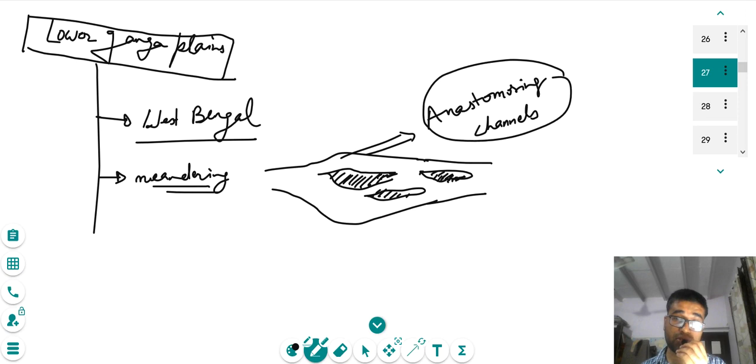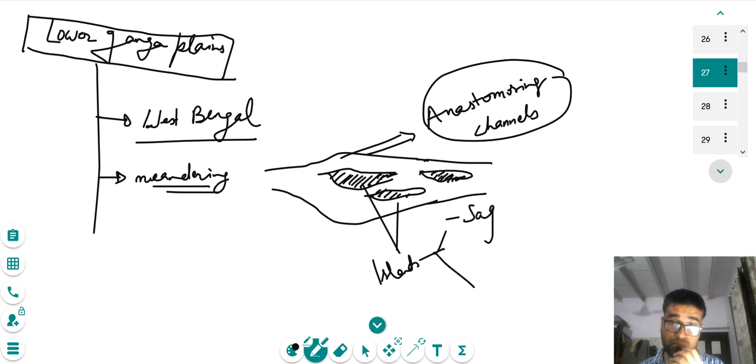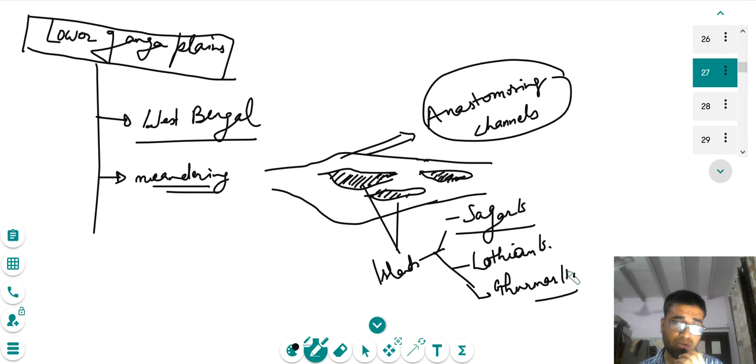And if you see examples of these riverine islands, examples like Sagar Island, Lothian Island, Gurmar Island. These are formed just in this process, in this manner, right? Okay. So this is the lower Ganga plains in West Bengal, and the rivers meander, forming an anastomosing channel. And these islands, some examples you can remember.